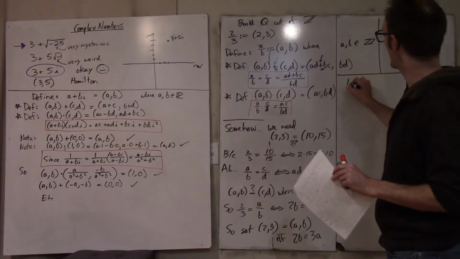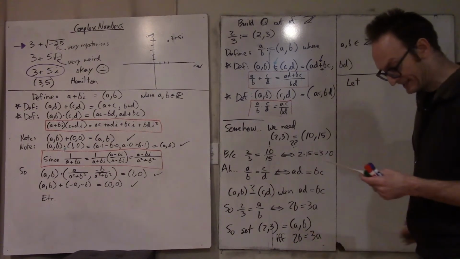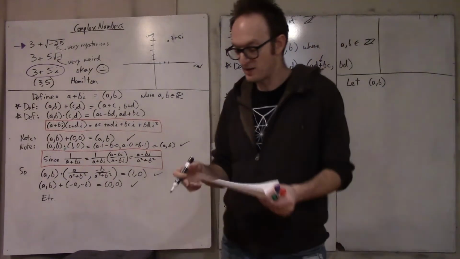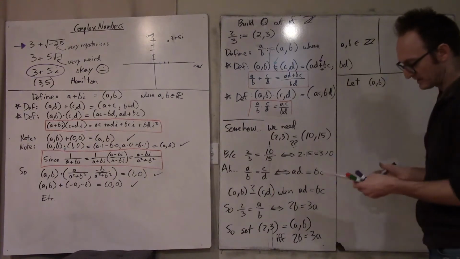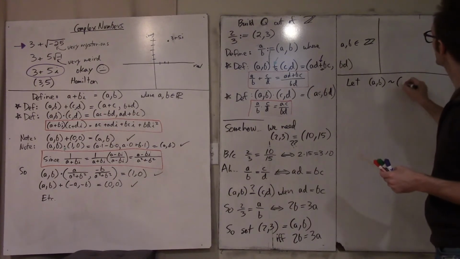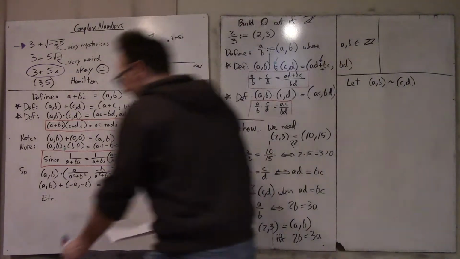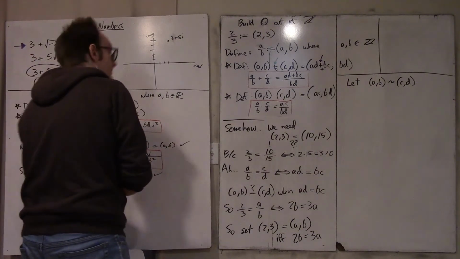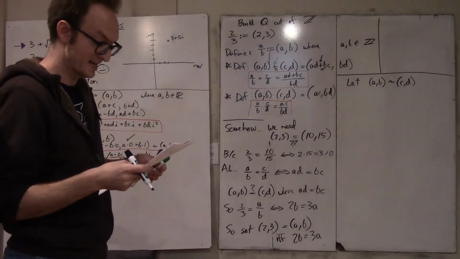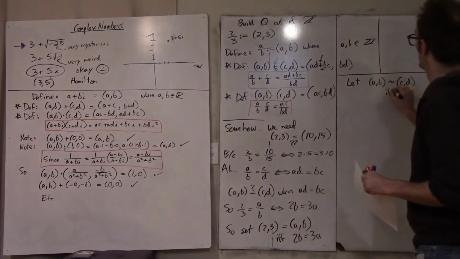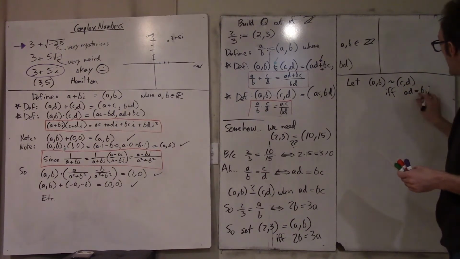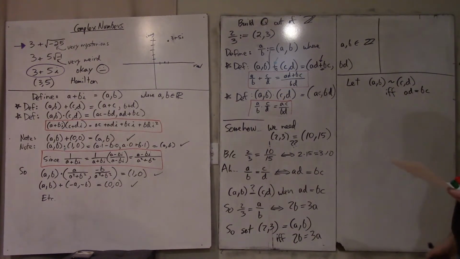So let the ordered pair A comma B be related to some other ordered pair in some kind of way. Now I pick an arbitrary symbol. I use a different symbol on my paper, but fancy people will use this symbol. So let the ordered pair AB be related to the ordered pair CD if and only if AD equals BC. So I am establishing a relationship between ordered pairs of integers.